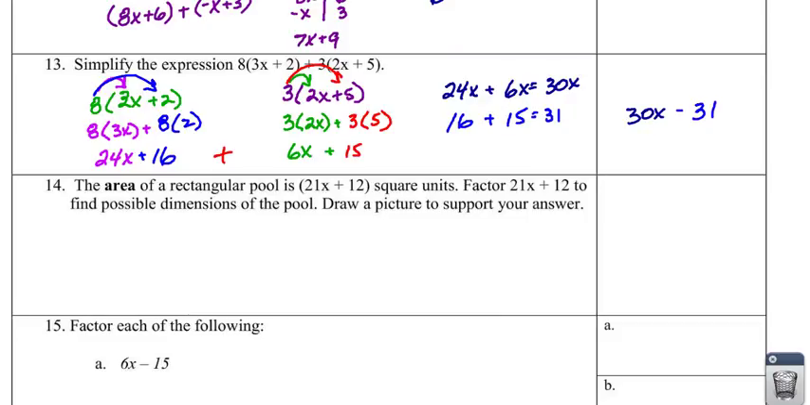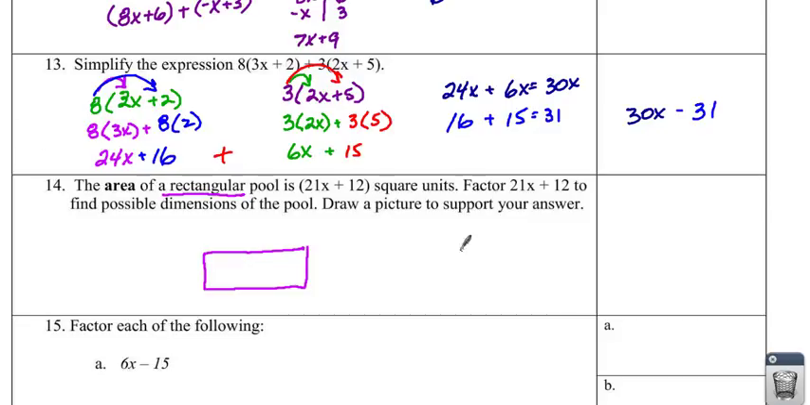Number 14. The area of a rectangular pool is 21x plus 12 square units. Factor 21x plus 12 to find possible dimensions of the pool. Draw a picture to support your answer. So let's start with the picture. This pool is a rectangular pool. They tell us that right there. It's not some fancy shape pool. It's a rectangle. And we have 21x plus 12.